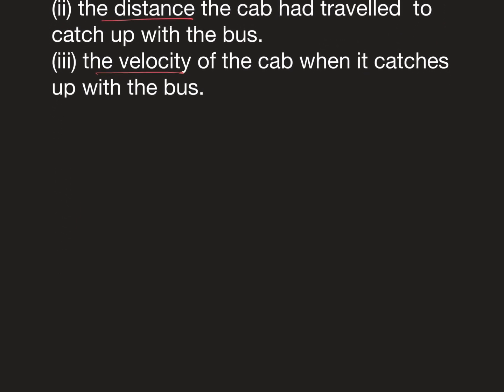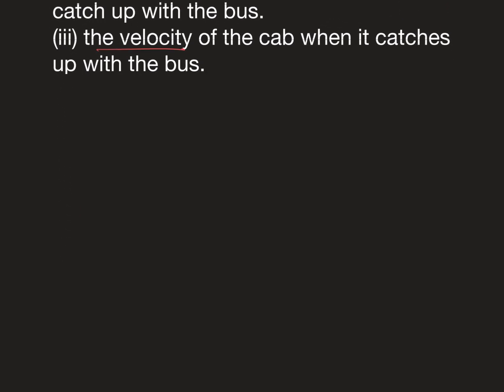So let us first try to represent this diagrammatically to facilitate our understanding. So let's say this is the bus, and it is moving at a velocity of 50 meters per second. So let's say this is the point where we have the stationary cab. It means the initial velocity is 0 meters per second. So the taxi cab is at rest initially.